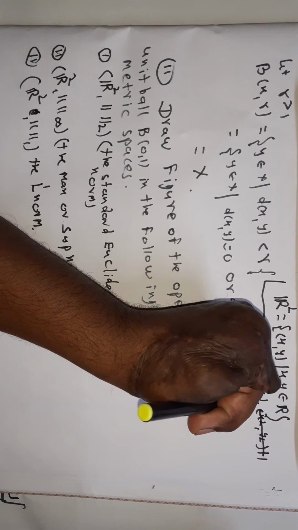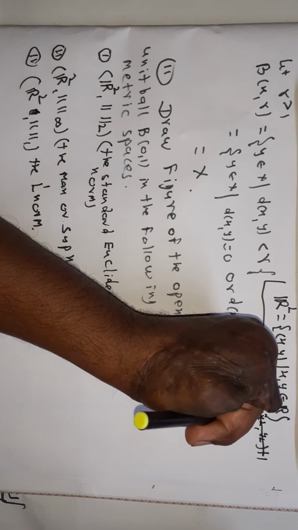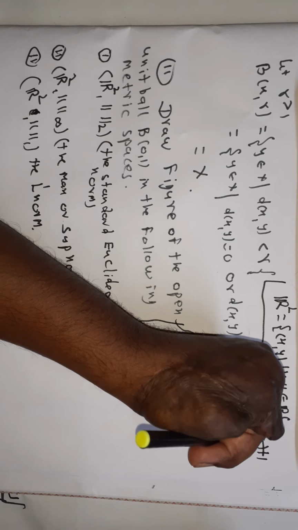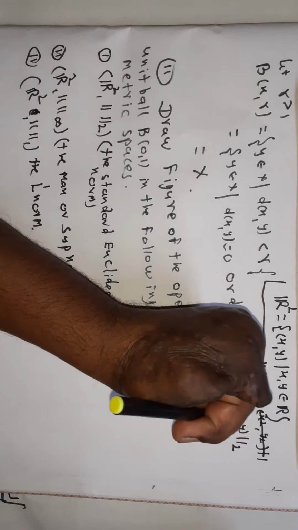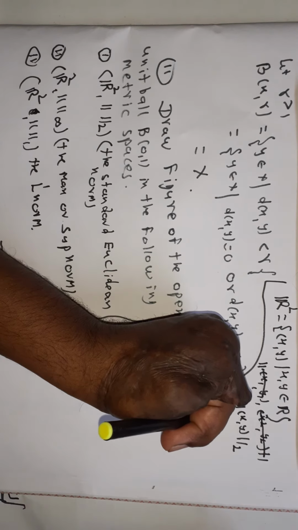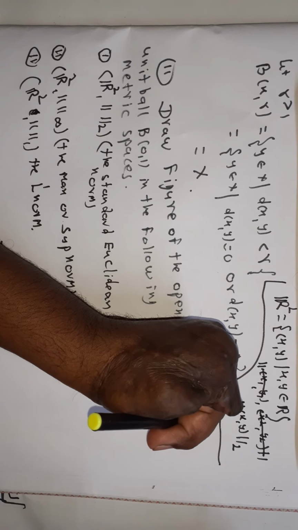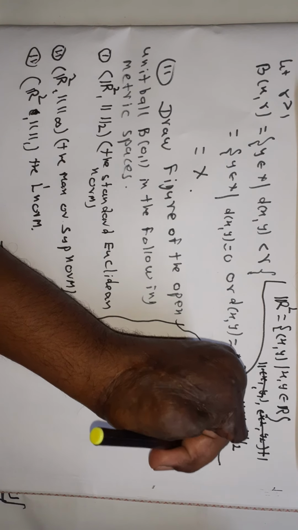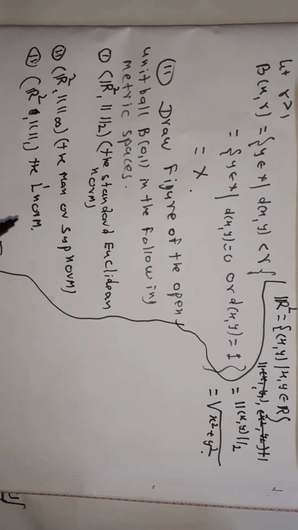Now in R2, the norm 2 of the element x comma y is equal to the square root of x square plus y square.